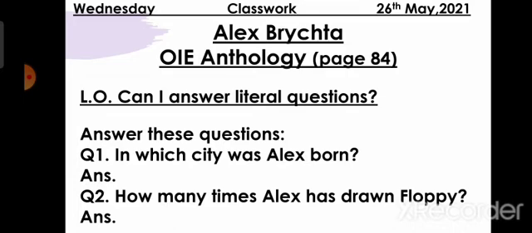After writing the first question, you will leave 1 line and then start writing question number 2. The second question is, how many times has Alex drawn Floppy? Yes, Floppy is his famous character that he has drawn many times, and you will write the number of times he has drawn Floppy.